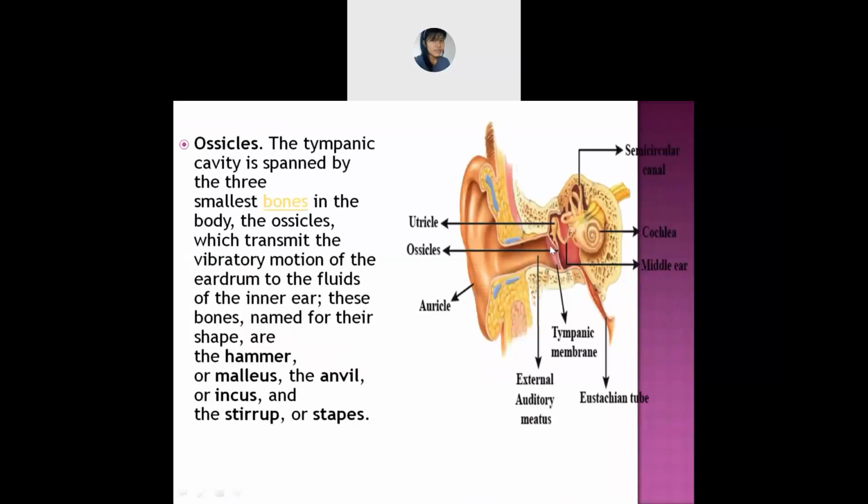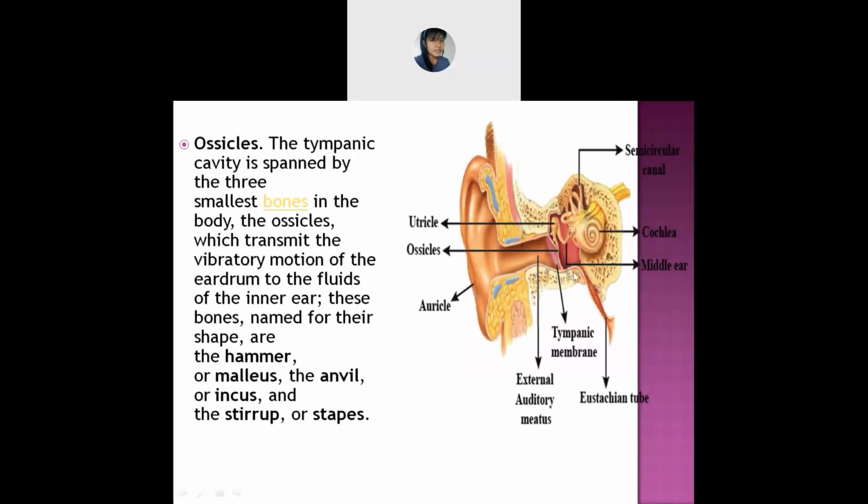Next is the ossicle. So this is the ossicle. So the tympanic cavity has three bones, all right, which is the malleus, the incus, and the stapes. And in these ossicles, you will find the tympanic cavity. They are spanned. I mean, here there are three bones inside this. I mean, in the ossicles, and you will find fluids also here in the inner ear, eardrum to the fluids in the inner ear.